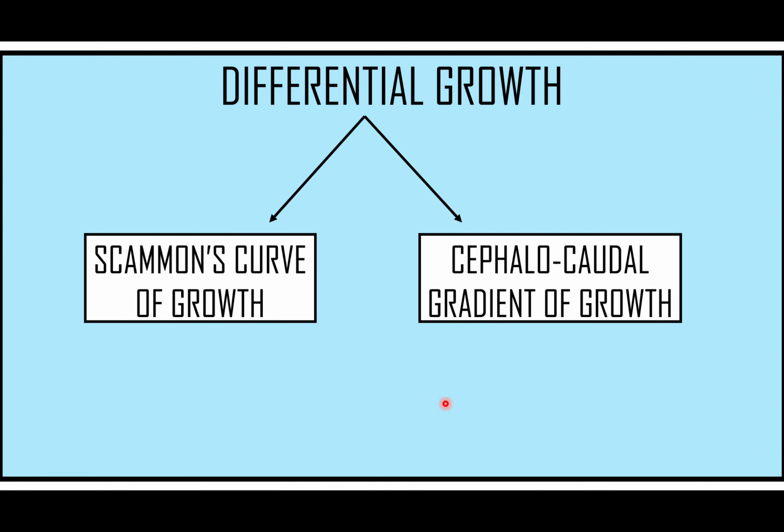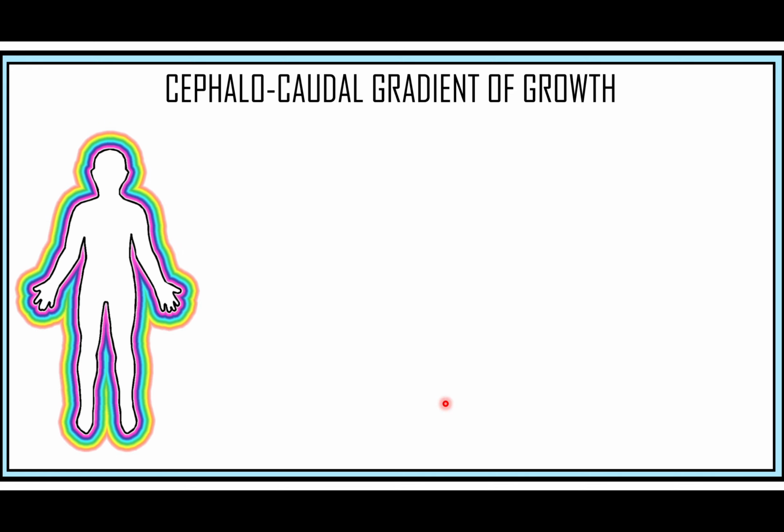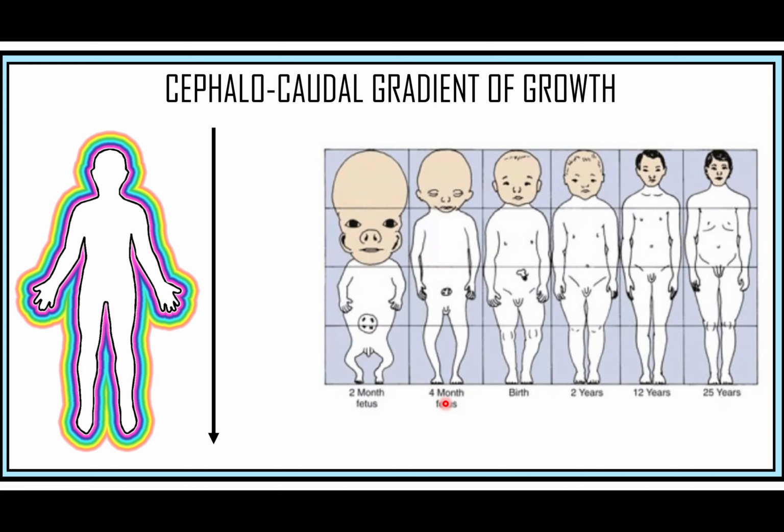And after that we will talk about the cephalocaudal gradient of growth. The cephalocaudal gradient of growth simply means there is an axis of increased growth extending from head to feet. A comparison of body proportion between prenatal and postnatal life reveals that postnatal growth is greater in regions of the body that are away from the hypophysis. Hypophysis is the pituitary gland actually.